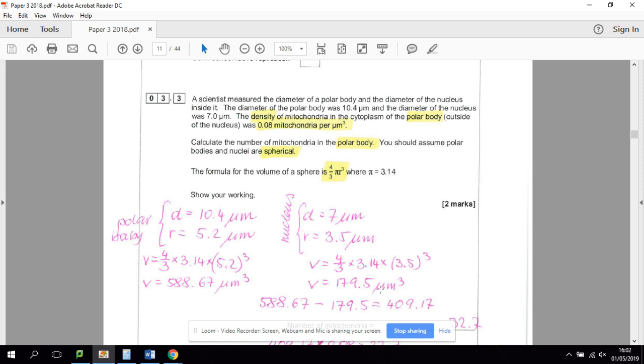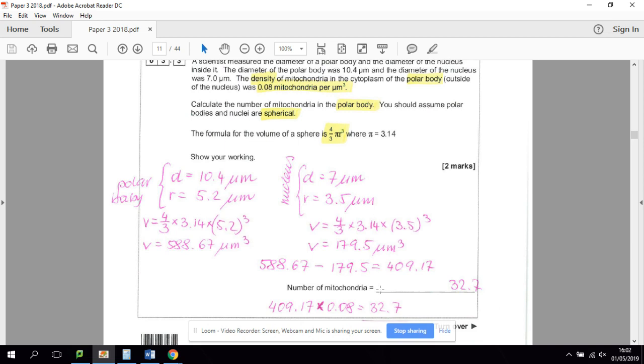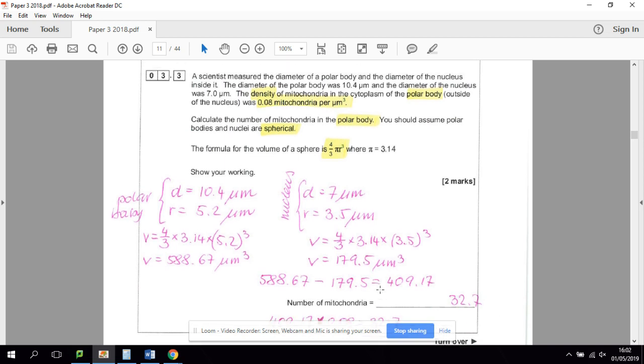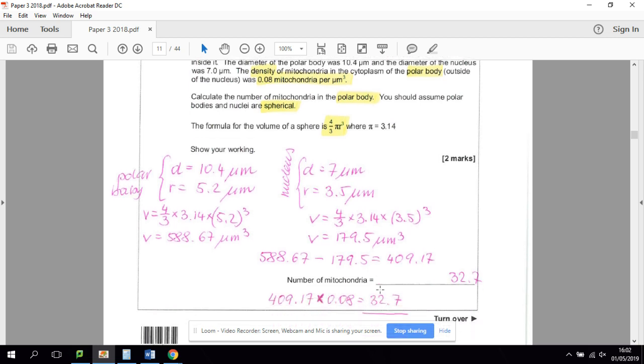What they were looking for were the differences, because they want the number of mitochondria in the polar body. So what do I need to do? I need to take away from the polar body the volume of the nucleus. Then I know that the rest will be just available for the mitochondria. So that is 409.17. Then I've got the volume available for the mitochondria. Multiply this by the density, which is 0.08. And the number of mitochondria I've received is 32.7.